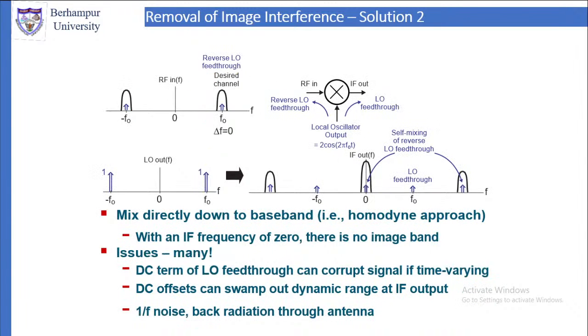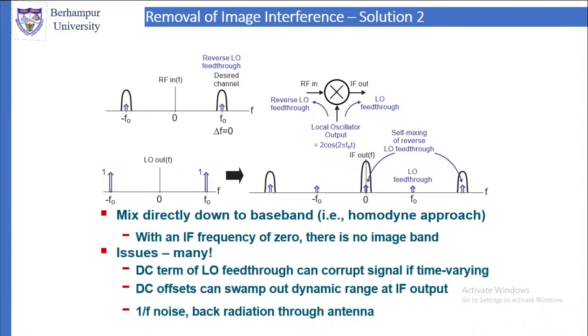Now consider the second solution. In the second solution, we directly mix down to the baseband. What is done here is like a homodyne approach. With the IF frequency of 0, there is no image band, so the image band is automatically removed.